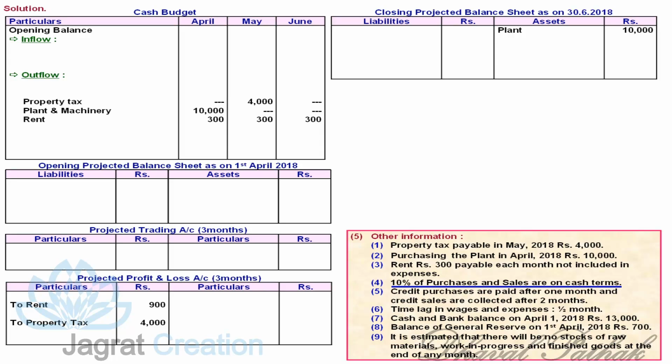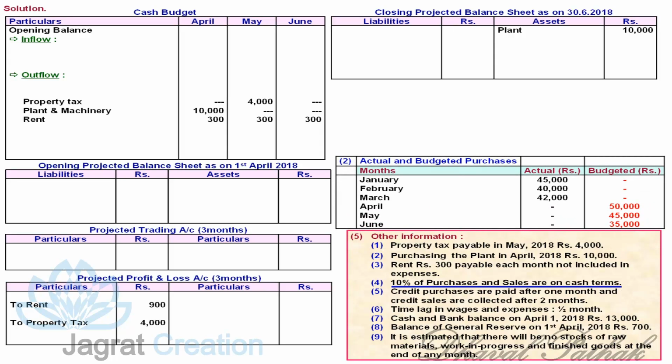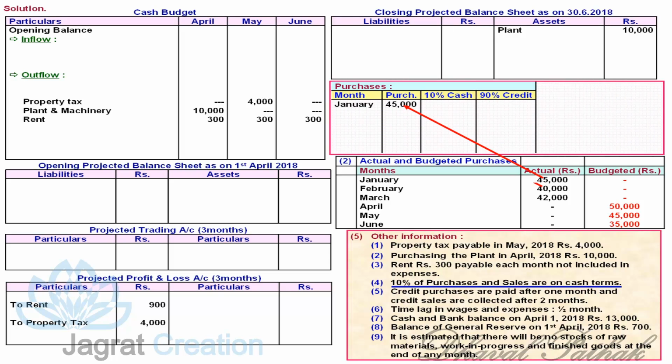10% purchases and sales are on credit terms. I am given the actual purchases for January, February and March, and estimated purchases for April, May and June. Let me prepare a working note wherein I write down all the purchases as you see on the screen. Now 10% purchases are for cash. So 45,000 into 10%, 4,500 cash purchase is made in January.